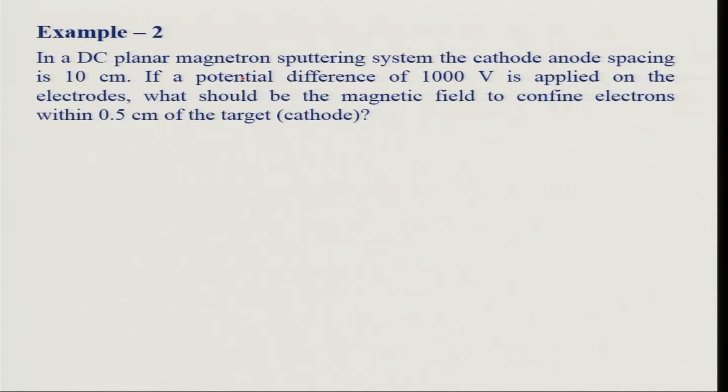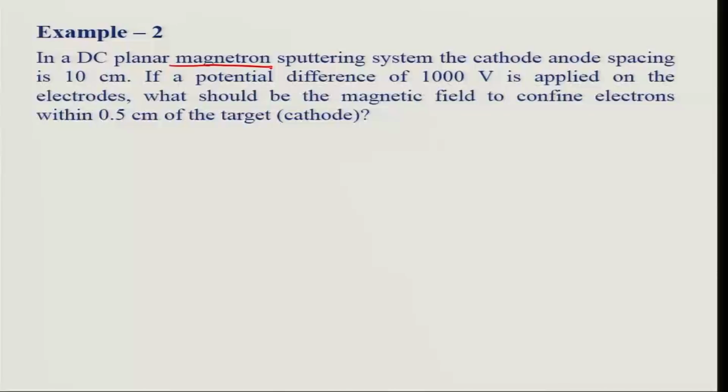So, this is again an example based on magnetron. If you recall, in magnetron we use perpendicular electric and magnetic fields to confine electrons in a certain region, so that they are not lost, and they ionize more and more gas atoms or molecules to sustain the plasma. So, we have a DC planar magnetron with cathode and anode spacing of 10 centimeter.